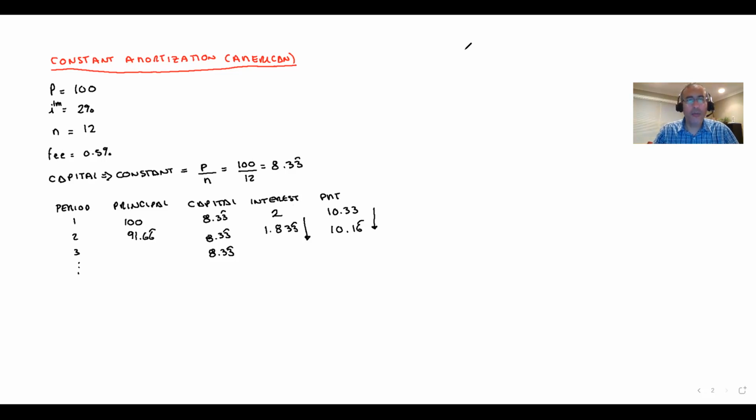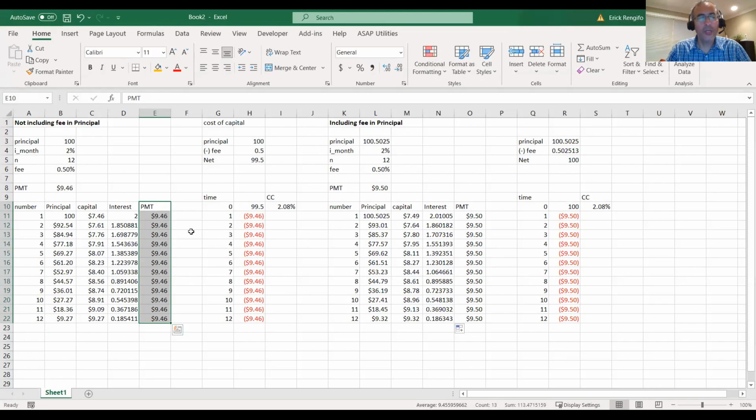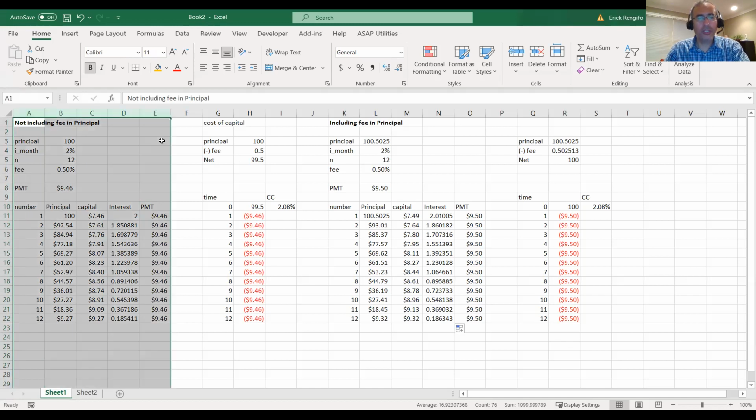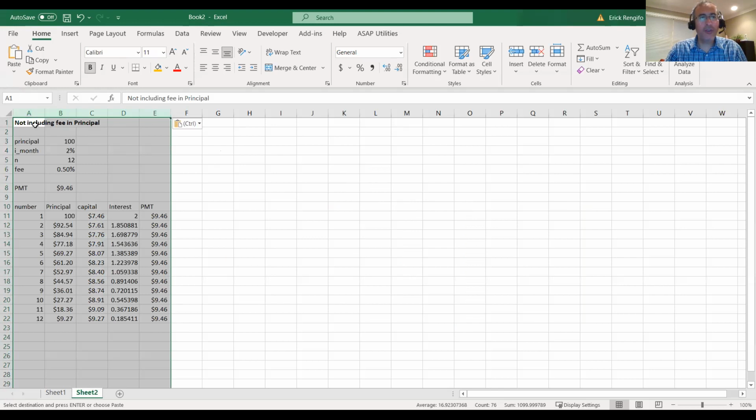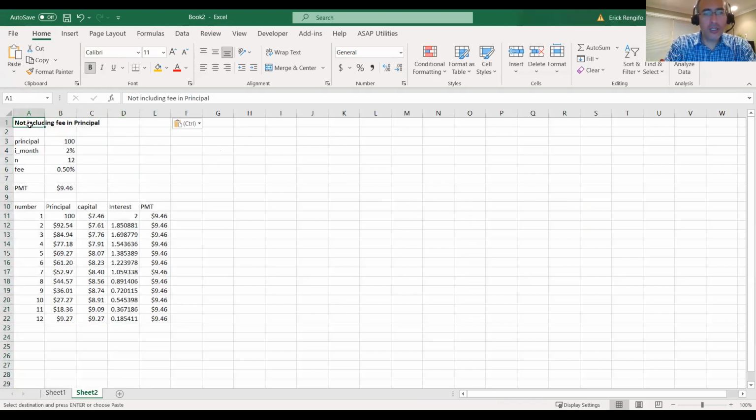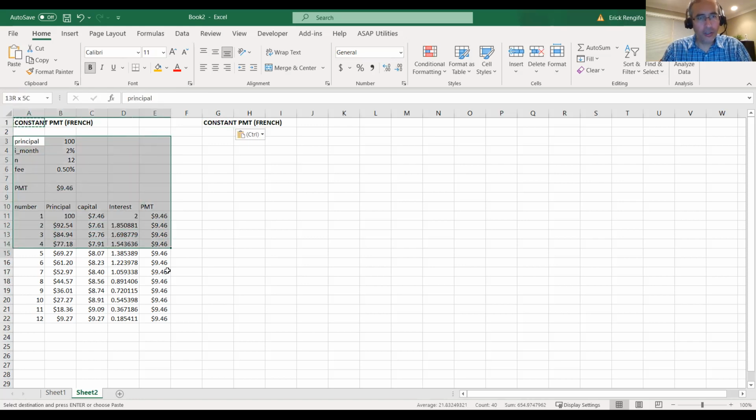So let's take a look at what happens in Excel. Let's use the one that we have been using. So I will basically create a new tab, and I will copy this one here. Okay, so this is my French method. I will call this constant payment, or what is called the French method. And its American counterpart is going to be here. So let's copy all this part here.